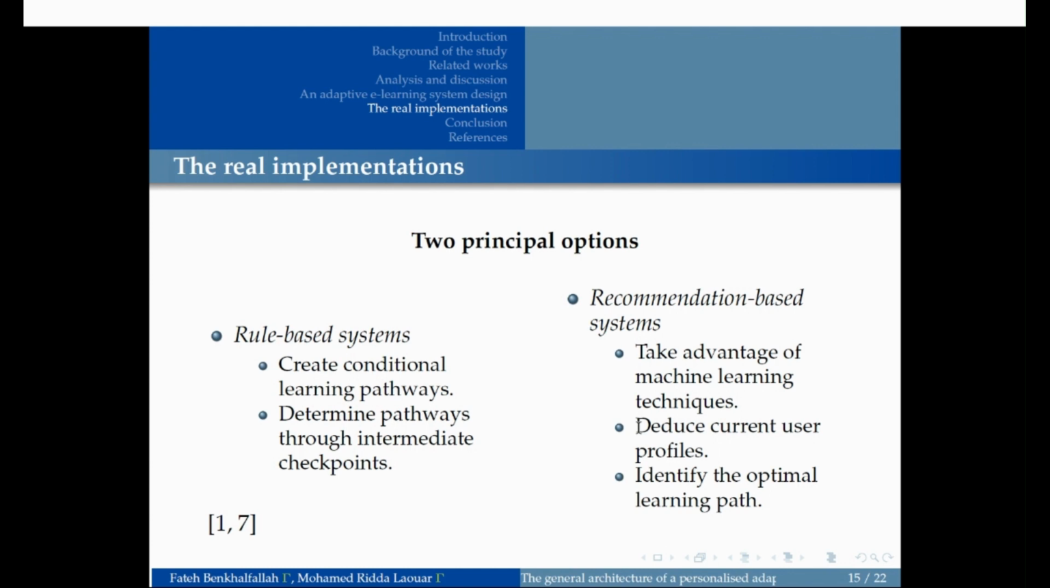Recommendation-based systems. These systems exploit machine learning techniques to deduce current user profiles and the optimal learning path for a positive learning experience for each profile.